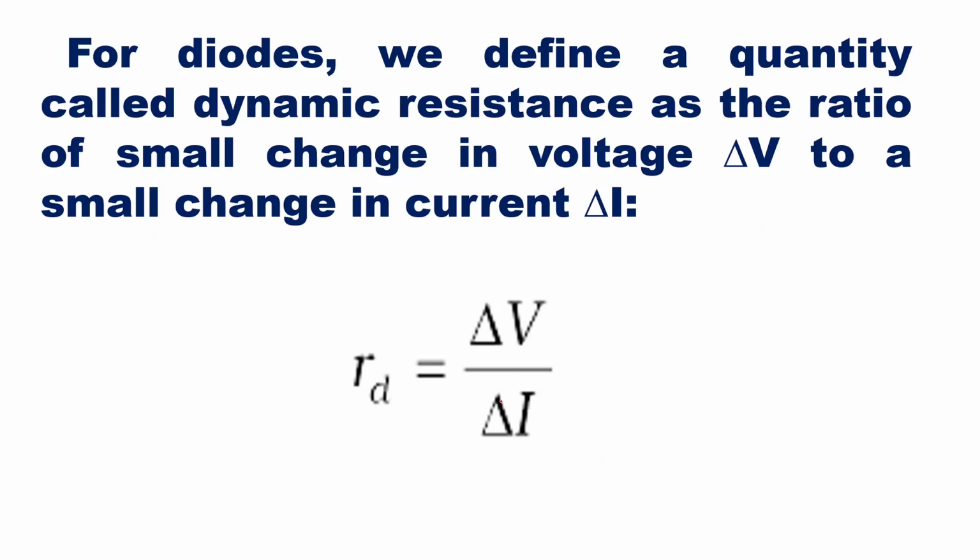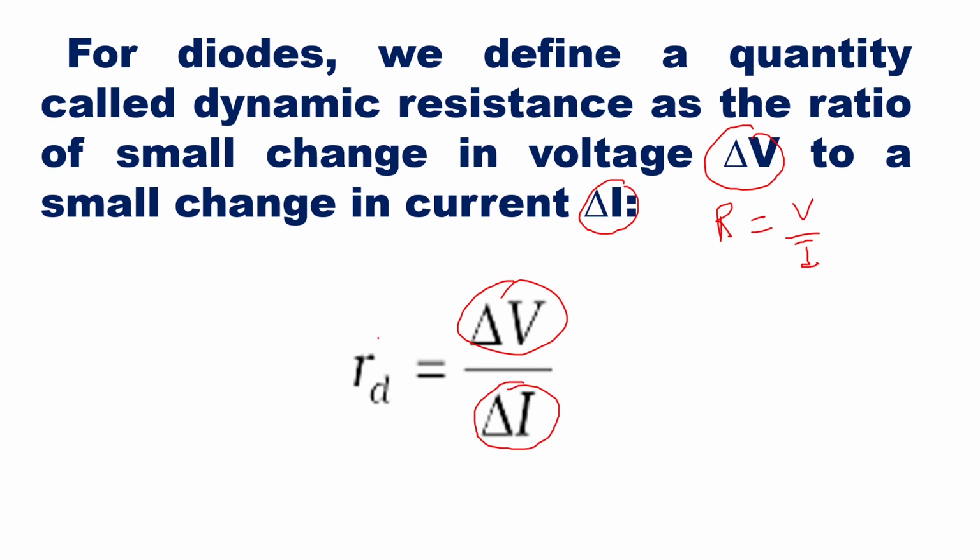Then if you see the concept of resistance of a diode, for diodes we define a quantity called dynamic resistance as the ratio of a small change in applied voltage, that is delta V, to a small change in current, that is delta I. This is according to Ohm's law. Whenever we speak about Ohm's law, we know that resistance is equal to voltage upon current. So a small change in voltage upon a small change in current will give you the dynamic resistance RD of the diode.